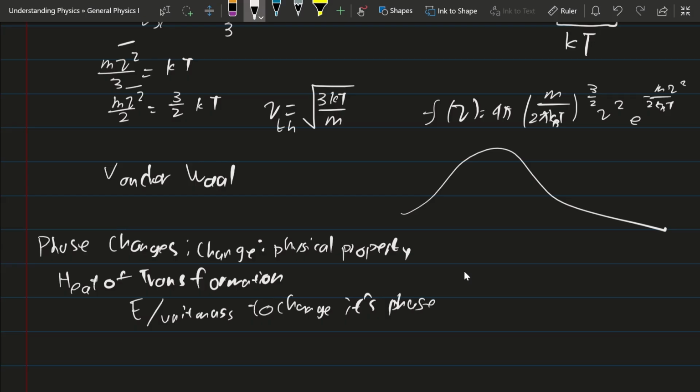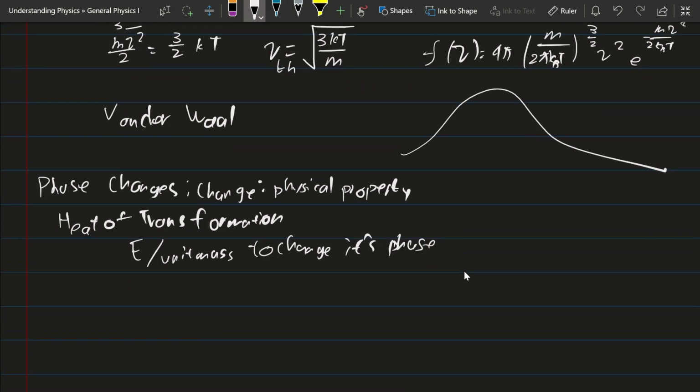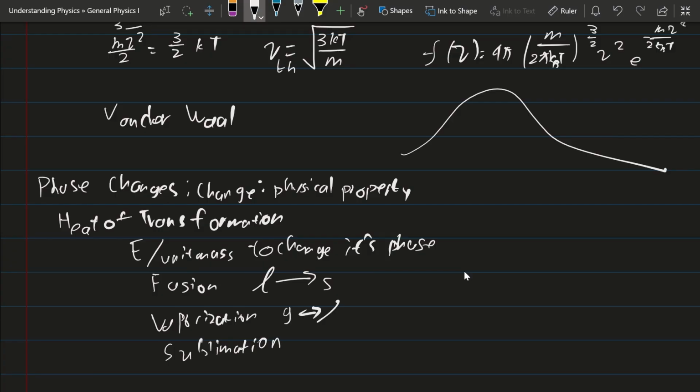So there are different kinds of heat of transformation. There is the heat of fusion, heat of vaporization, and the heat of sublimation, each having a different value. For fusion, this basically means that if you have liquid, it goes to solid. For vaporization, from gas it goes to liquid. Oh sorry, it goes both ways. And for sublimation, it's from solid to gas.